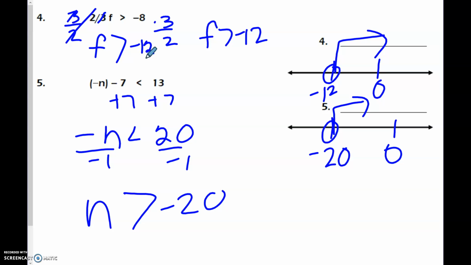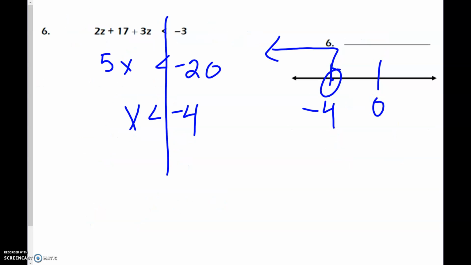All right, number 5, add 7 to both sides, get 20. Then we have this negative in front, so make sure that we divide by -1. And when you divide by -1, notice how the sign was flipped. So we're going to have open circle at -20, shade to the right.